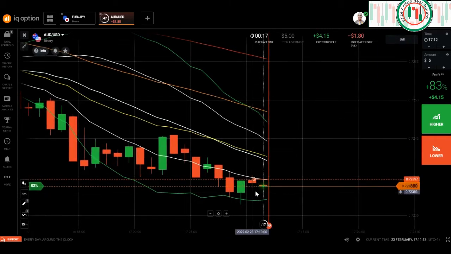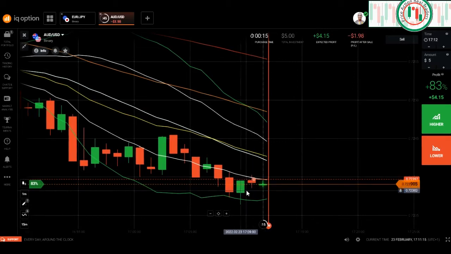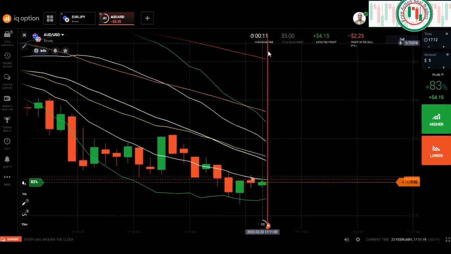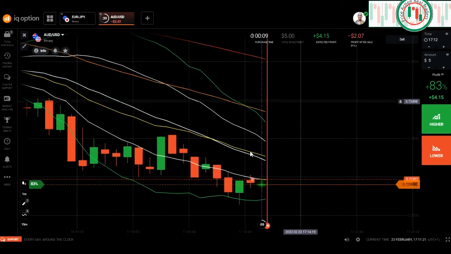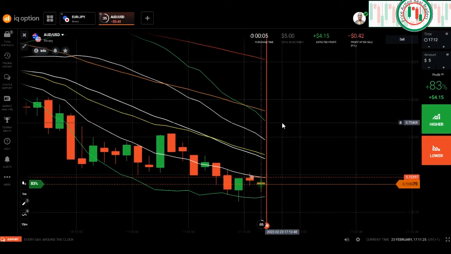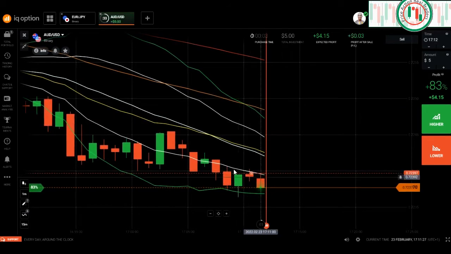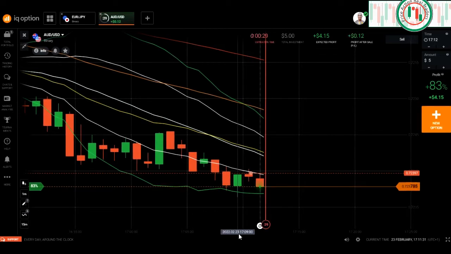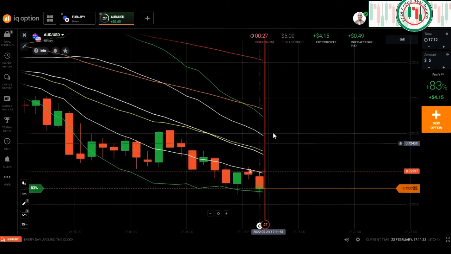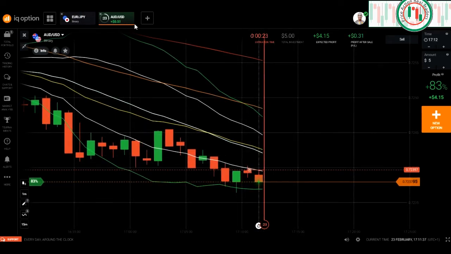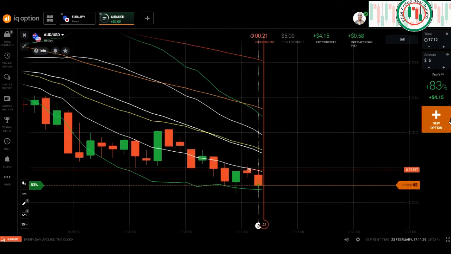The market must create an evening star here, so I place my trades immediately at the previous candle, because I know after this candle sellers must enter in the form of an evening star. You see, this is a strong sellers' entry. That's why I place my trade immediately.